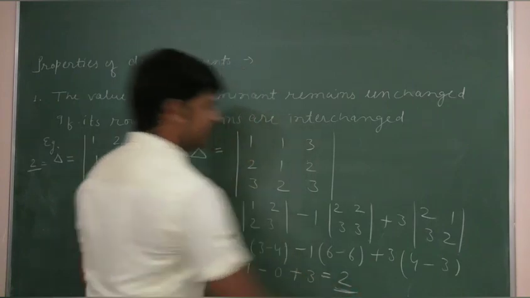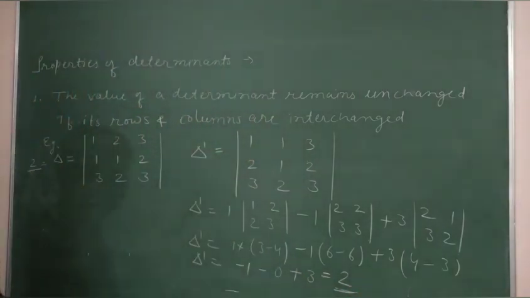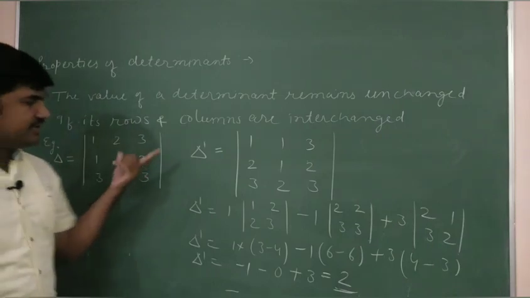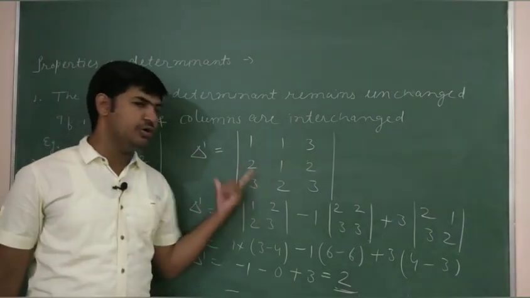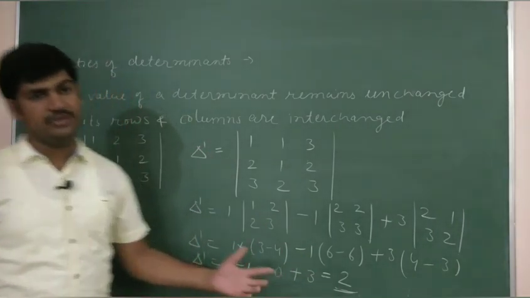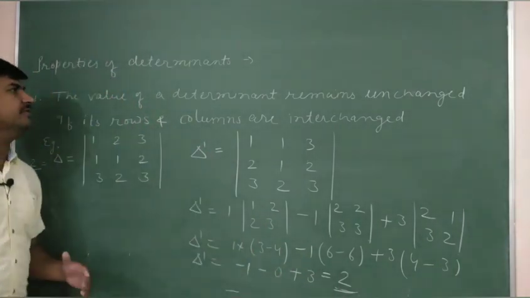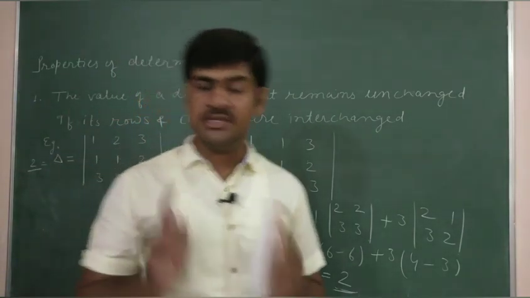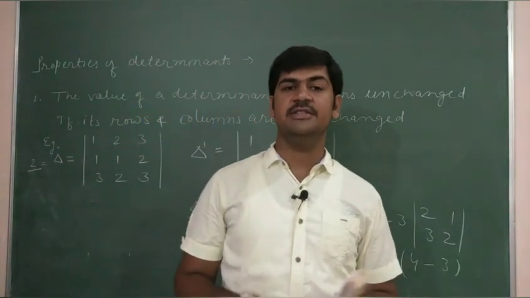So I have verified, students, that if we find the value of a determinant, and then interchange the rows and columns of the determinant, the value of the determinant remains unchanged, is what we have proven. So we have got the first property of determinants: the value of a determinant remains unchanged if we interchange its rows and columns.